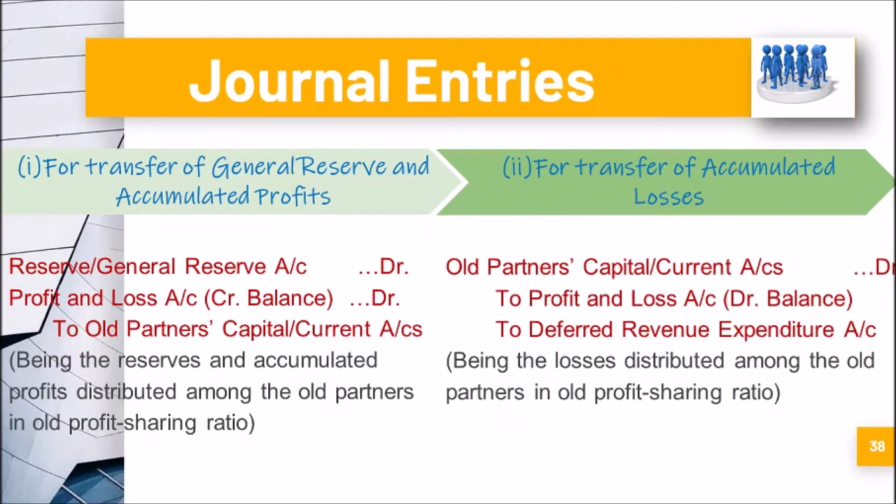Fine. Now in case of loss, old partners' capital or current account debit, to profit and loss account debit balance, to deferred revenue expenditure account. It means if any kind of deferred revenue expenditure or fictitious assets like advertisement expense account is there, that will be credited here, being the losses distributed among the old partners in old profit sharing ratio. Fine. Now let's move further.